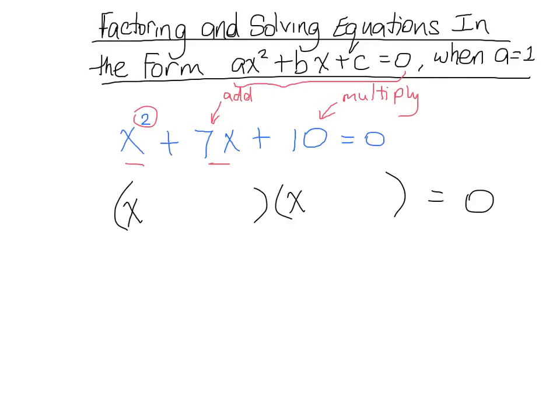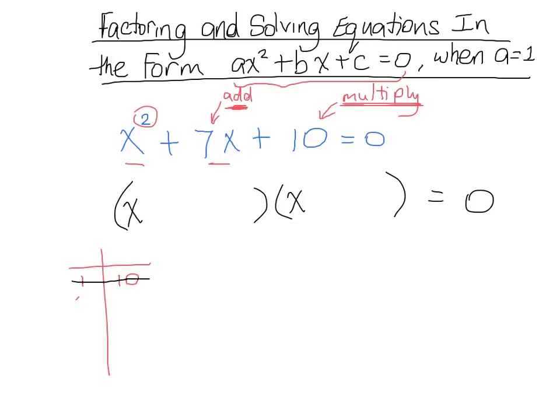You may see right away what our two numbers are, but just in case, it's much easier to figure out two numbers that multiply to get 10 than two numbers that add to get 7. So you might want to make a little list of pairs of numbers that multiply to get 10. We have 1 and 10 multiply to get 10. However, they don't add to get 7, so you would cross that off.